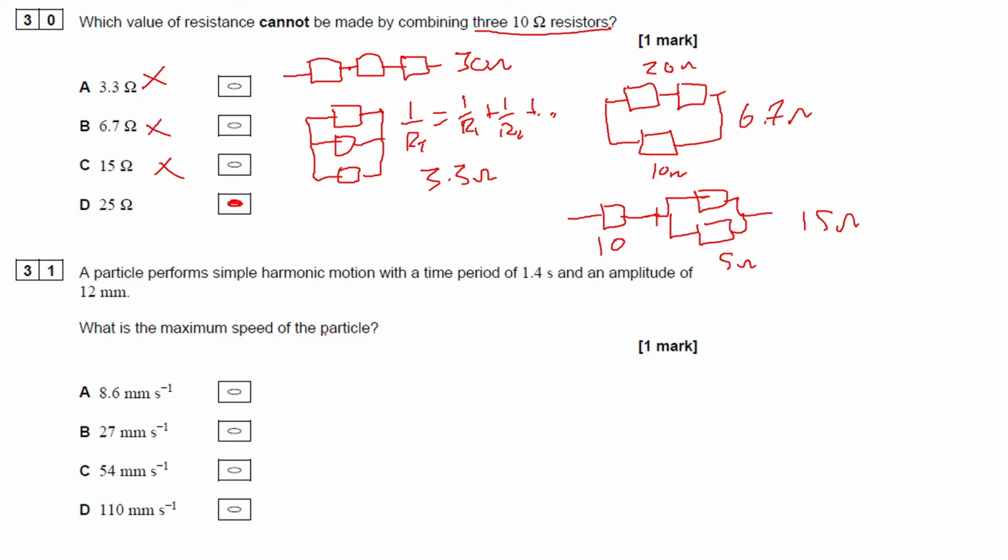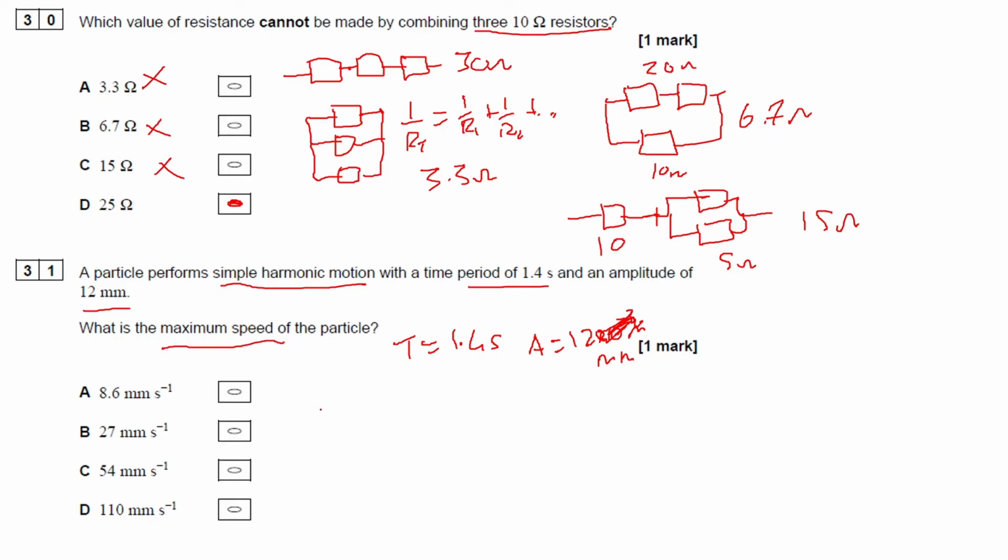So last question here now. We've been given some information about something in SHM of time period 1.4 seconds and amplitude of 12 millimeters. So T is 1.4 seconds, A is 12 times 10 to the minus 3 meters. Oh, in fact, I'm going to leave that in millimeters because if I look at all my answers, they're all in millimeters per second, so I'll leave that in millimeters.